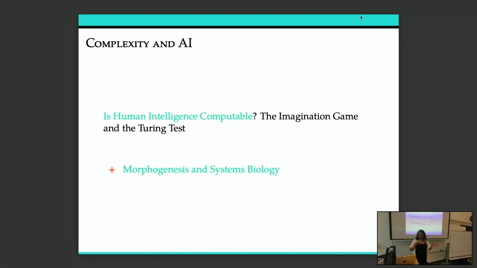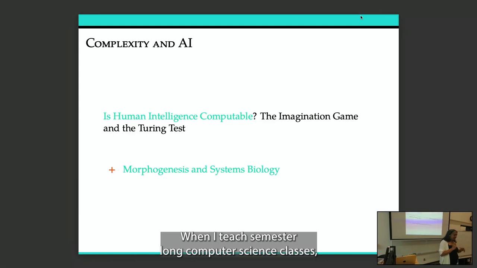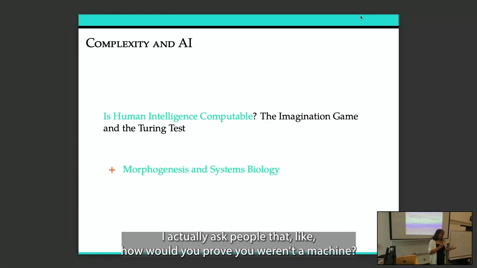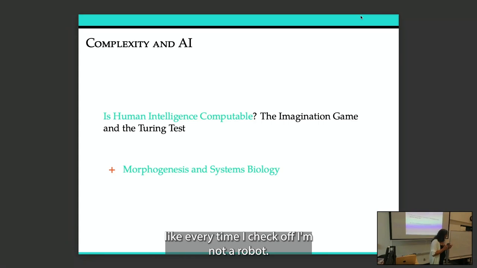That paper is very readable. It just says, can you talk to a machine and recognize whether it is a machine or a human? When I teach semester-long computer science classes, I actually ask people, how would you prove you weren't a machine? And I have never been able to convincingly say I'm not. Every time I check off I'm not a robot, I'm like, how would I know, you know?